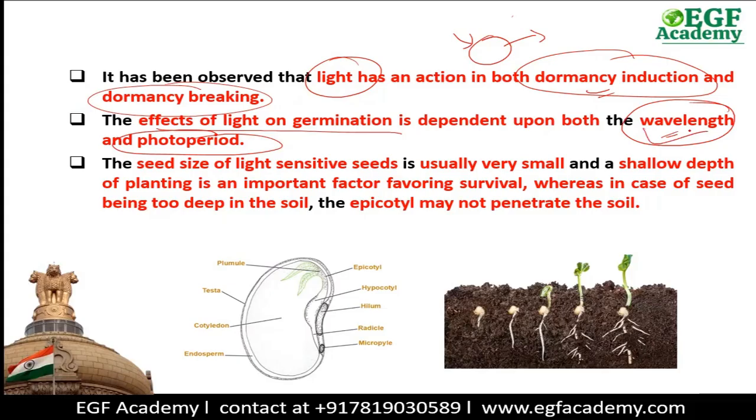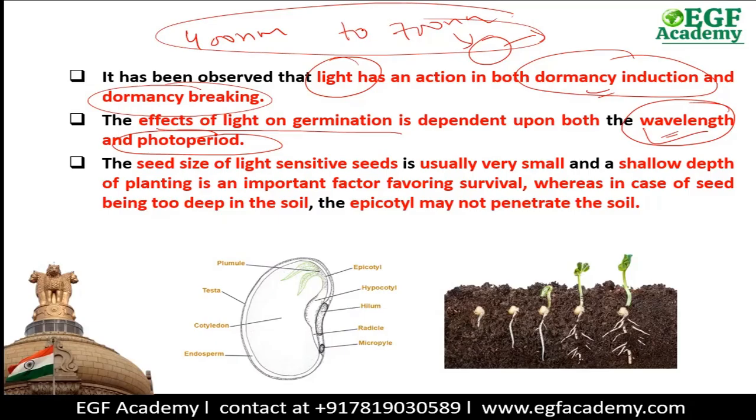Light is of different wavelengths. The wavelength range of visible light is from 400 nm to 700 nm. That is visible light. Apart from this, there is also infrared light. So the wavelength of the light also affects whether germination will take place or not.